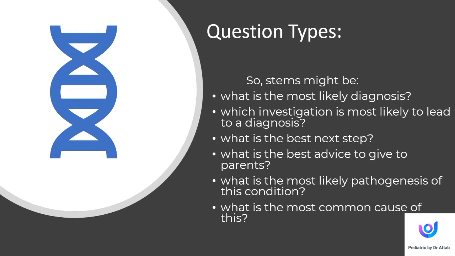So in this type they might ask you, what is the most likely diagnosis? Which investigation is most likely to lead to diagnosis? What is the best next step? What is the best advice to give to parents? What is the most likely pathogenesis of this condition? What is the most common cause of this?